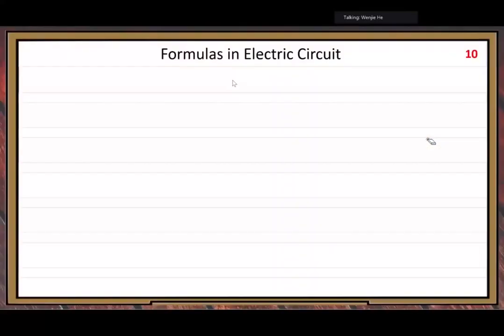First, let's look at the formulas in electric circuits. We have learned several formulas before, but here we need to learn some new formulas. We consider three types of components: R, C, L, or RLC.